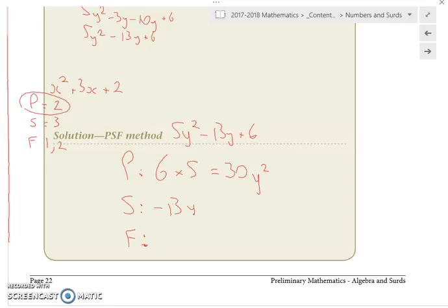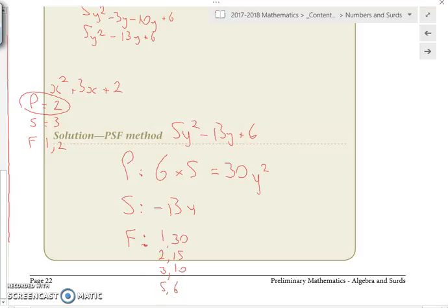The friends of 13 are 2 and 15. Because I could do 15 minus 2, and to get minus 13, I could have minus 15 plus 2. So you start looking at the relationships between the numbers. You could just go, okay, 1 and 30, 2 and 15, 3 and 10, 5 and 6. That's the pairs, okay?